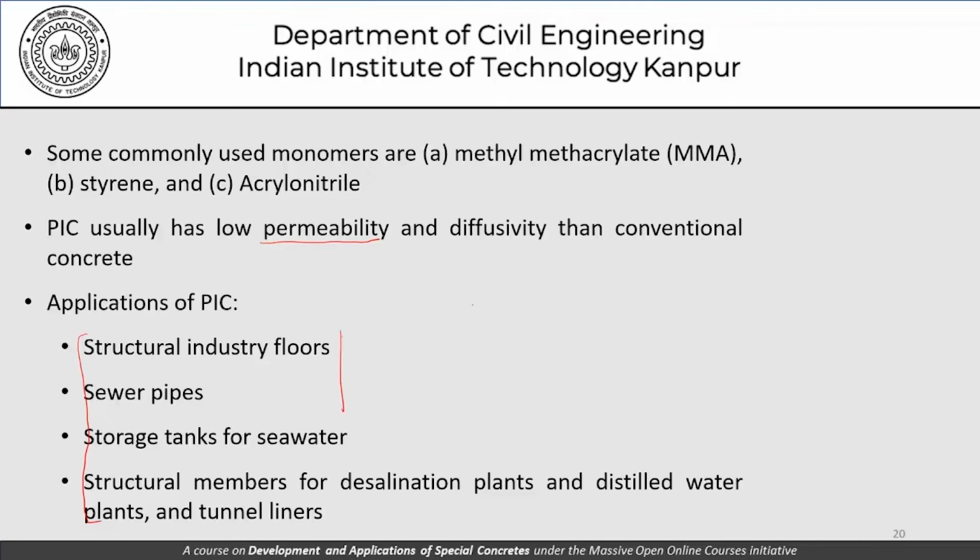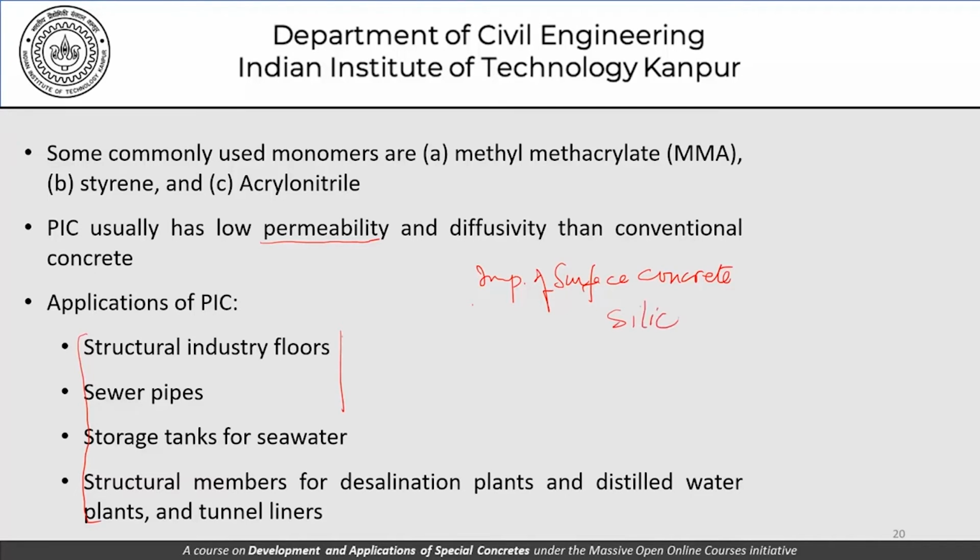In the next lecture or the lecture after that, we'll talk about improving the properties of surface concrete by a method called silane penetration.